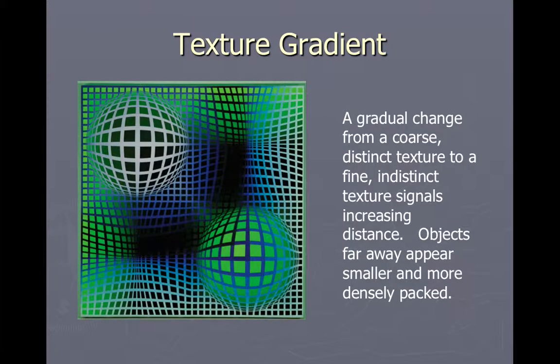With texture gradient, you see a gradual change from a coarse, distinct texture to a fine, indistinct texture, and that signals increasing distance. So objects far away appear to be smaller and more densely packed, and you can see this for sure in the illustration on the left. The more densely packed the image, the further away we perceive it.